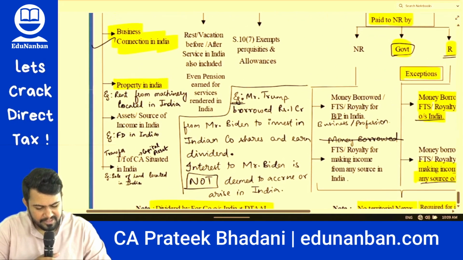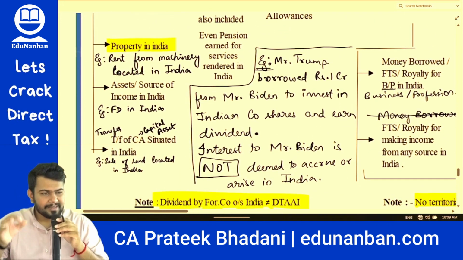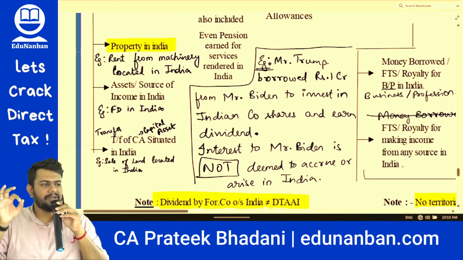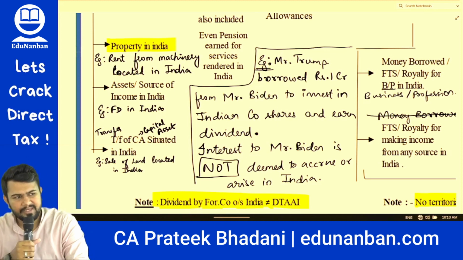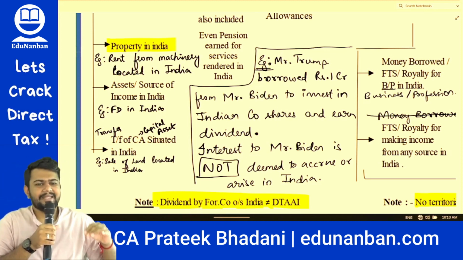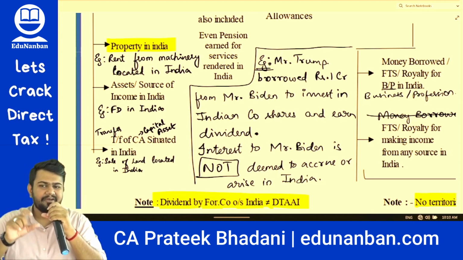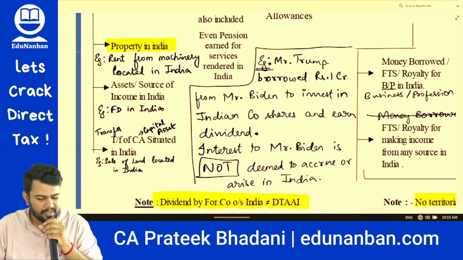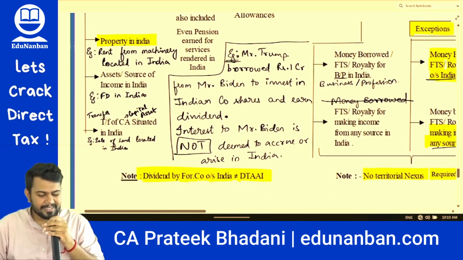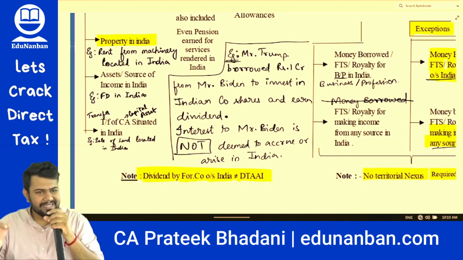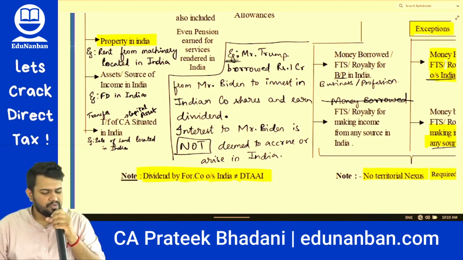Now let's come to the other cases where income is deemed to accrue or arise in India. So firstly we saw business connection. Next, if there is a property in India, then income from such property will be income deemed to accrue or arise in India. There is an FD in India, a land in India, a machinery in India, whatever property that may be there in India, income from such property will be deemed to accrue or arise. Next, income from asset or source of income that is situated in India. So if there is any asset or any source of income which is there in India, such income will be deemed to accrue or arise.